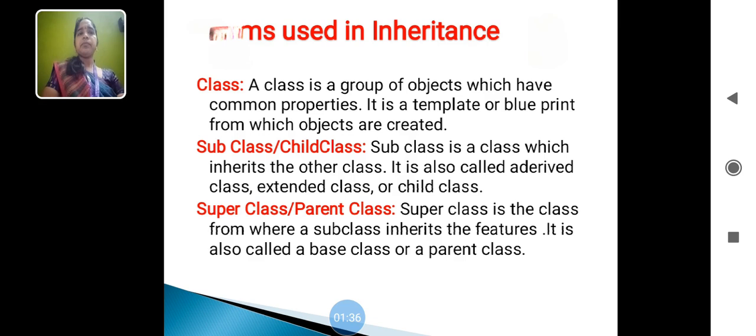Class. We already discussed the class concept in the basic OOPS concepts. What is meant by a class? A class is a collection of objects in a single unit. The same definition is shown here: a class is a group of objects which have common properties. It is a template or blueprint from which objects are created. We simply say a class is a blueprint.